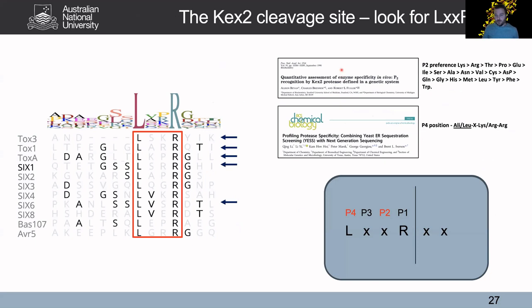But also when you look at the literature, we know that KEX can have a different preference for the P2 site. There's a paper in PNAS, published a long time ago, that showed this preference for different amino acids at this P2 position. And there's also a more recent paper where they talked about the importance of the P4 position in KEX cleavage. When we looked at what we'd seen with the effectors we'd worked on and the information from these papers, we started to hone in on this LXXR.